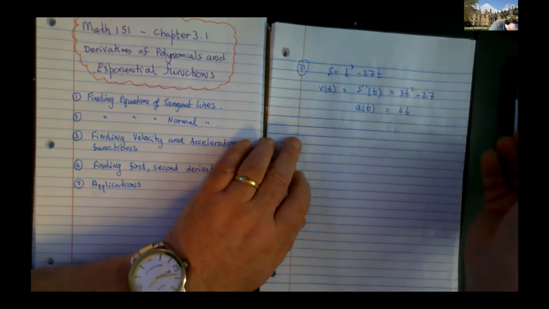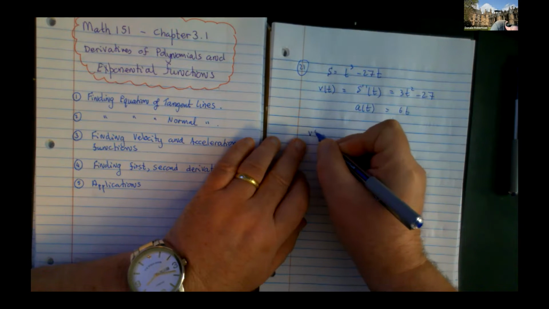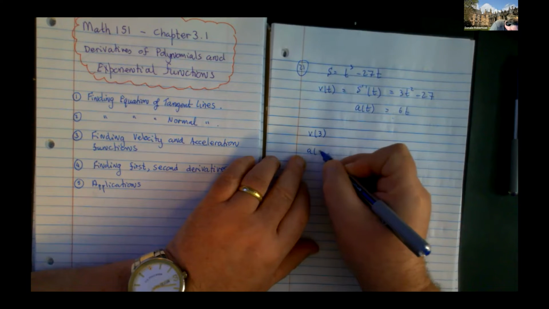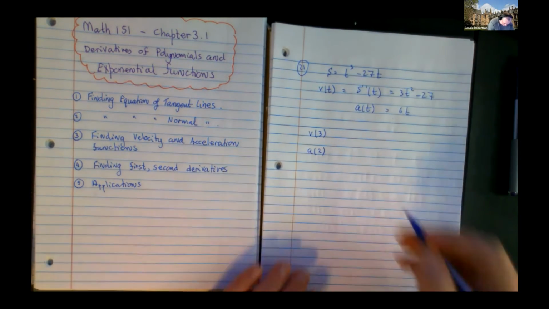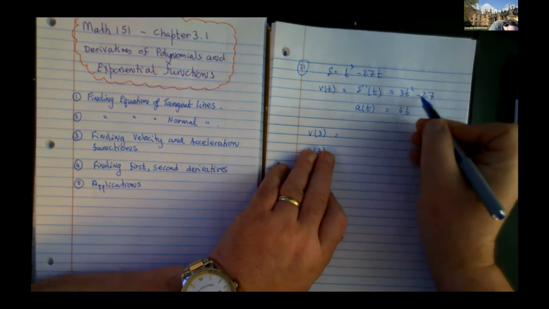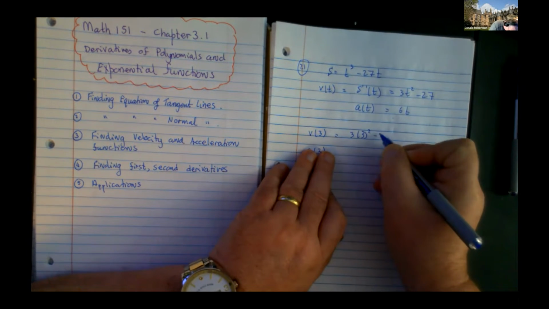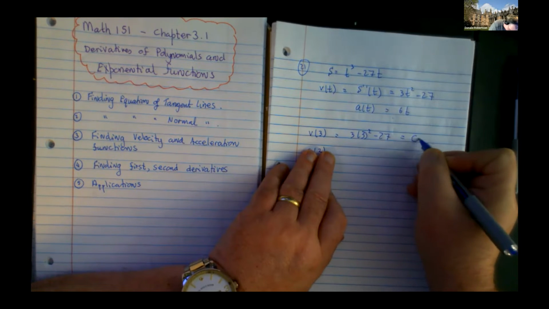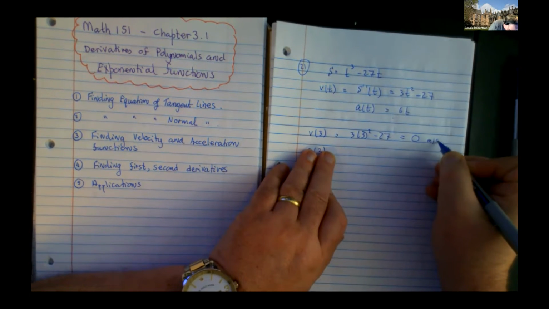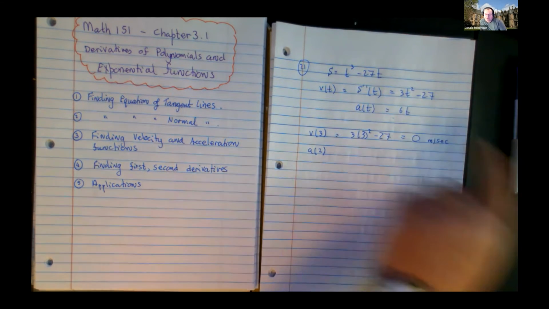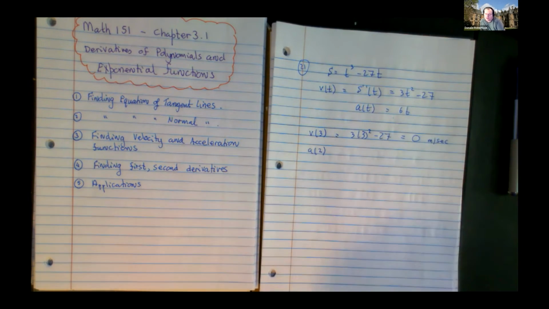And now you can be asked questions like, what's the velocity at the 3-second mark? And you might be asked, what's the acceleration at, say, the 2-second mark? Well, the velocity is this function. So it's 3 lots of 3 squared take away 27, which is 0. Let's say the units are meters per second. Okay, what's happening to this moving object at the 3-second mark? Its velocity is 0. So what could you say about it?